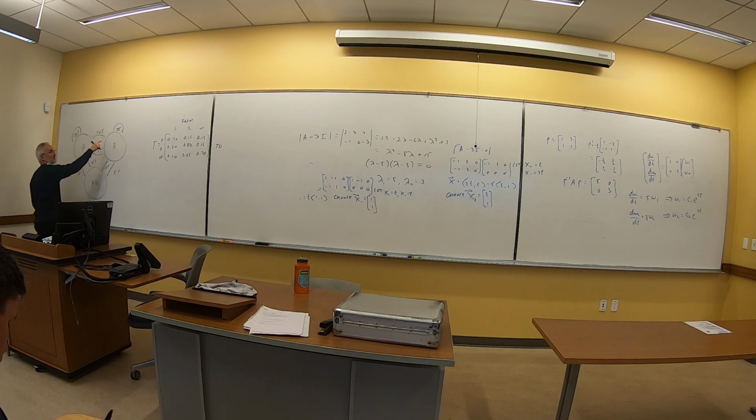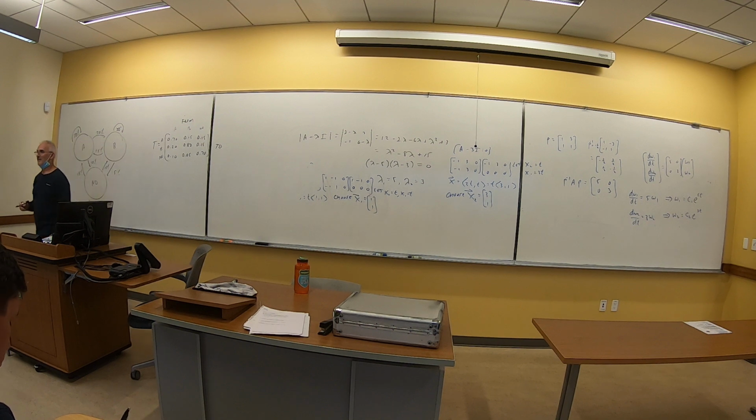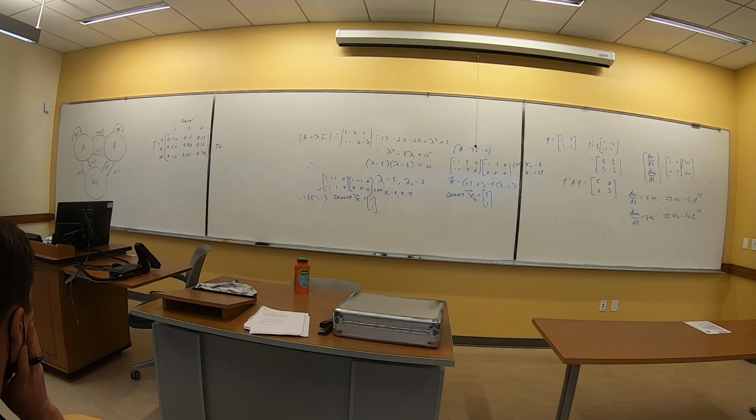20% of A went to B. 10% of A went to no cable. And what does that first column add up to? In fact, what does each column add up to? 1. That's what makes it a stochastic matrix. Everybody's accounted for. Do the rows add up to 1? No, they don't have to. They absolutely do not have to add up to 1.